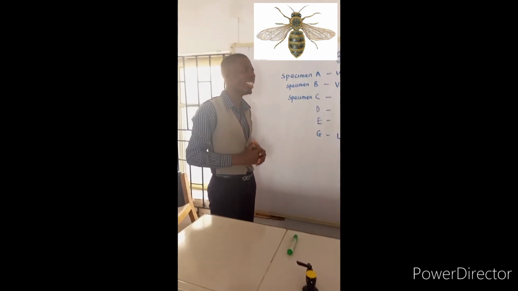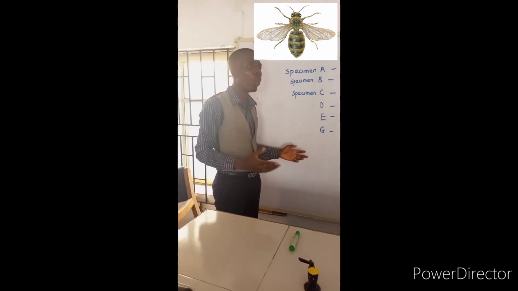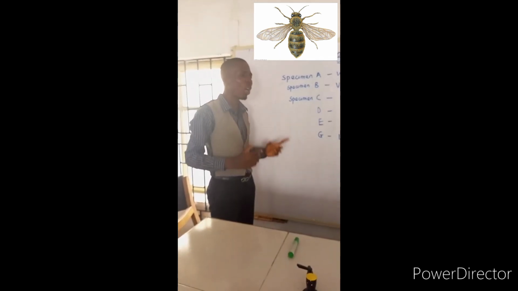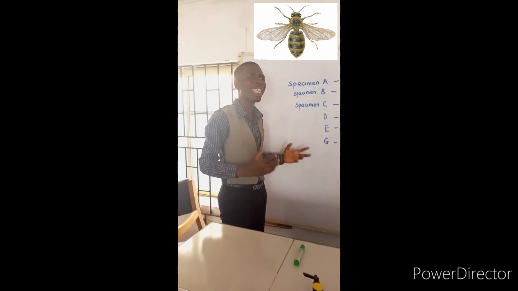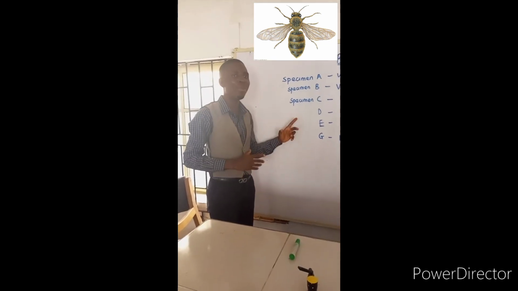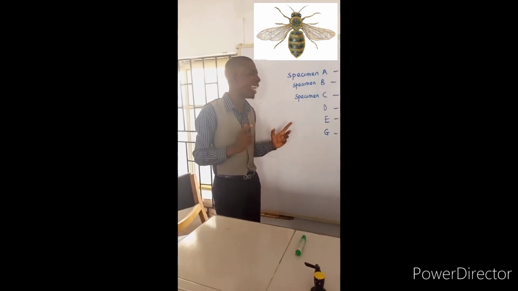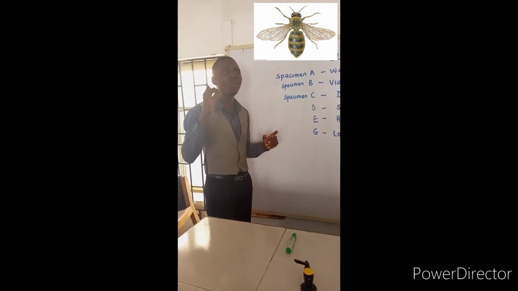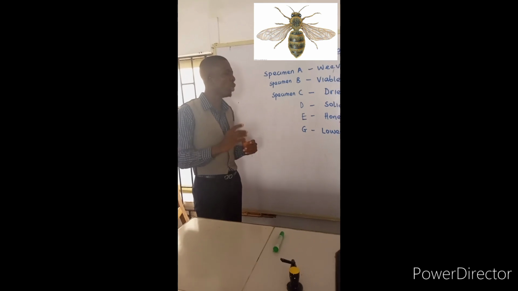Another question that can be asked is the similarities between specimen D and specimen E. Both specimen D and E belong to the phylum Arthropoda. Both belong to the class Insecta. Both are made up of segmented bodies. Both are bilaterally symmetrical in shape. Both are made up of head, thorax, and abdomen.